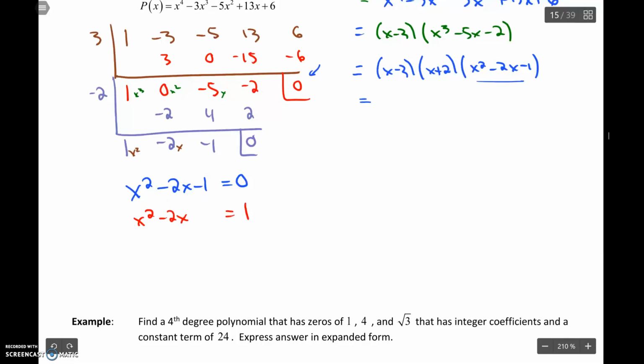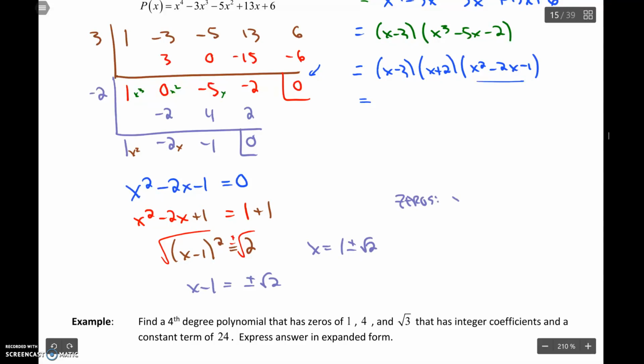Quadratic formulas for noobs. Half of this, negative 1 squared, positive 1, add 1 to both sides. X minus 1 squared equals 2. Square root both sides. Don't forget the plus or minus. X minus 1 is equal to plus or minus the square root of 2, so x is equal to 1 plus or minus the square root of 2. So, the zeros are x equals 3, negative 2, 1 plus the square root of 2, and 1 minus the square root of 2.